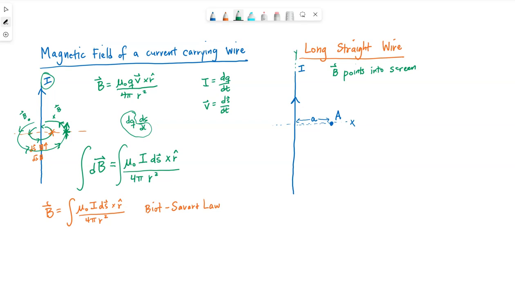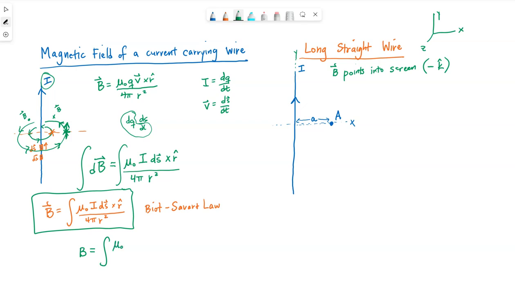If my wire is on the y-axis, then into the screen would be the negative z direction. So if x is this way and y is this way, positive z comes out towards us. This is called a right-handed coordinate system, which is where this right-hand rule comes from. So we have the direction of the magnetic field, which means essentially we just need to find the magnitude of B. So instead of writing this equation in vector notation, for the magnitude, we can write the cross product as the magnitude of ds times the magnitude of r hat times the sine of the angle specifically between those two vectors.